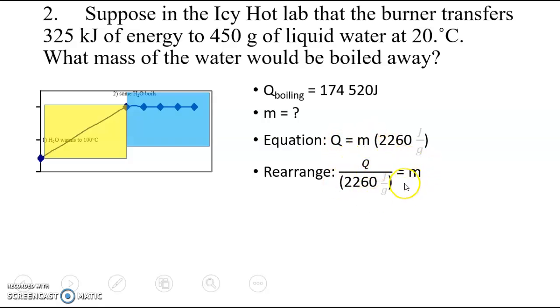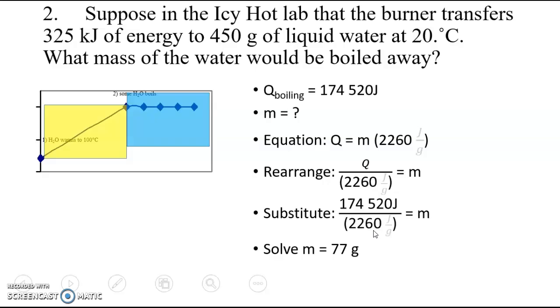I guess I did that first before solving. I highly suggest you rearrange the equation, then substitute. So I solved it for m, because that's what it's asking for, and then put in the 174,520. It's divided by the heat of vaporization, and we're going to have enough energy to boil away 77 grams. So that is your final answer. It answers what mass of water would be boiled away.